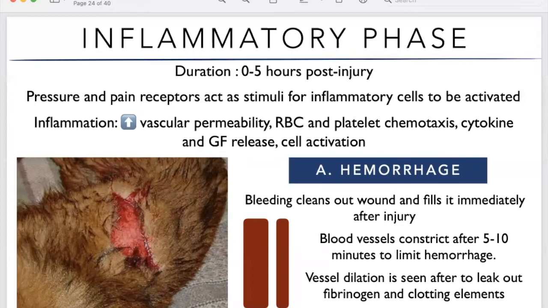And these blood vessels would usually constrict after 5 to 10 minutes to limit hemorrhage naman. Right? And the vessel dilation in response to the inflammation would also lead to leaking out of fibrinogen and clotting elements. This is a good example, I don't remember what episode that was, but it's Cells at Work. You see the platelets there, the cute ones. Yeah, that's a good example of the inflammatory phase for wound healing.